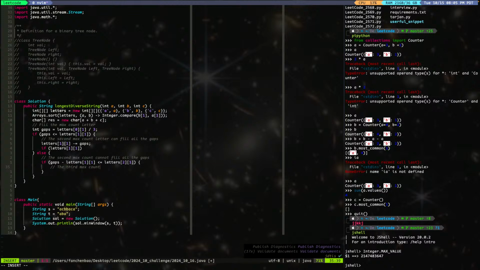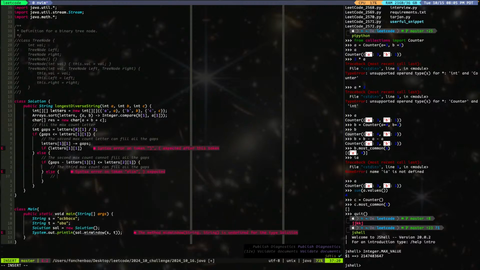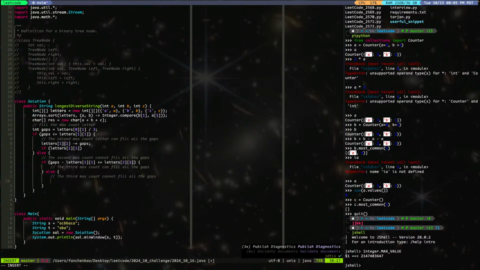This is the third max count can fill all the gaps. Else, the third max count cannot fill all the gaps. This is the easiest one. The third also cannot fill all the gaps.